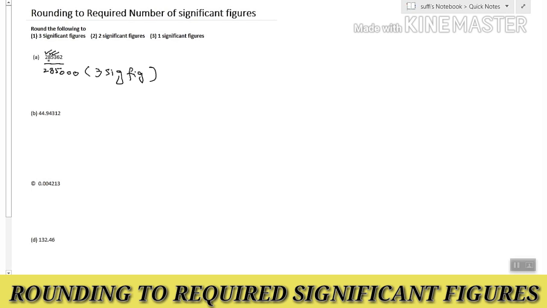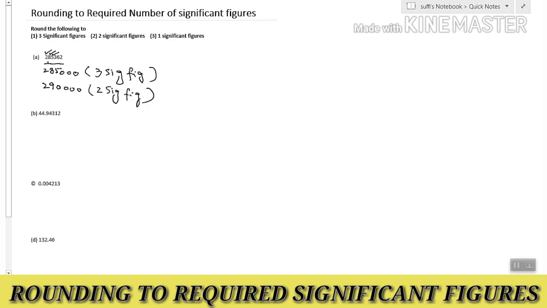To round off to 2 significant figures, the first significant figure is 2, the second is 8. It means we have to remove the remaining digits, and the next digit after 8 is 5. So we will add 1 to 8, so it will become 9, and then we will change all the others into zeros, because this is a whole number, and in a whole number the final zeros are not counted as significant figures. So it has been rounded off to 2 significant figures.